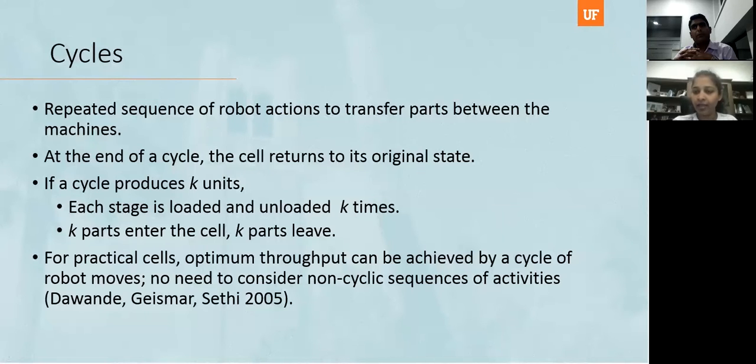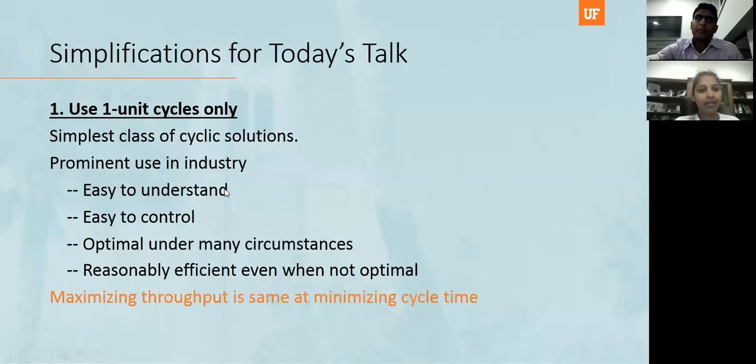First of all, 1 unit cycles have limited number of activities. Second, in most of the practical cases, these are optimum. You don't have to look at k unit cycles. It's sufficient to look at 1 unit cycles. Third, they are easy to implement. I know that I have practitioners in the audience and they would agree with me, the more complicated the solution is going to be, the harder to implement in practice. So you need simple and elegant solutions that can be implemented. So 1 unit cycles are very good and they are easy to implement. So we are going to look at 1 unit cycles.